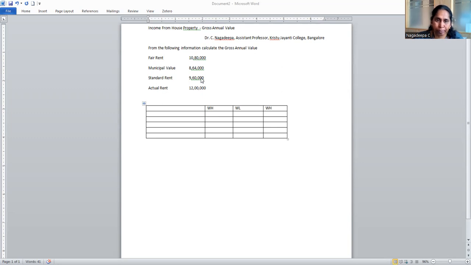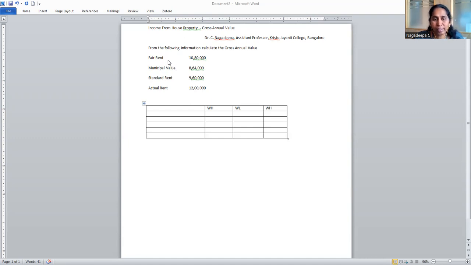gross annual value. So for that, what are the four items? They are fair rent, municipal valuation or municipal rent, standard rent, and actual rent received by the owner. So these four items are going to be considered for calculating gross annual value. First, we are going to compare the fair rent and municipal valuation. These two you have to compare and find out whichever is higher.